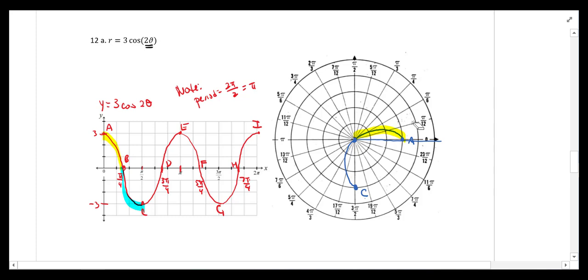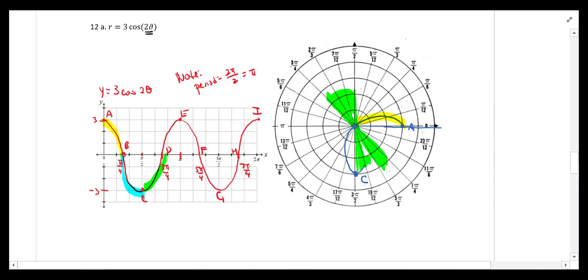Now let's think about this next part. From pi over 2 to 3 pi over 4, that's this wedge here. But once again, our values are negative, so we have to go the other way. And what happens there? Yes, that radius now returns back to 0. So large going smaller, smaller, smaller. There you go. So our point D is actually the origin. So B and D are the origin, which makes sense because on our graph over here, at B and D, the y value is 0.